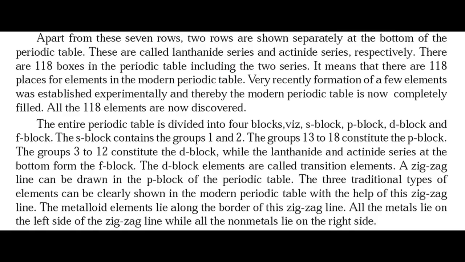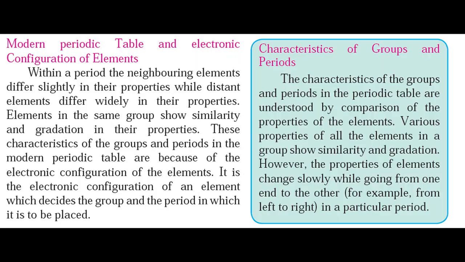A zigzag line can be drawn in the P block of the periodic table. The three traditional types of elements can be clearly shown in the modern periodic table with the help of this zigzag line. The metalloid elements lie along the border of this zigzag line. All the metals lie on the left side of the zigzag line, while all the non-metals lie on the right side.